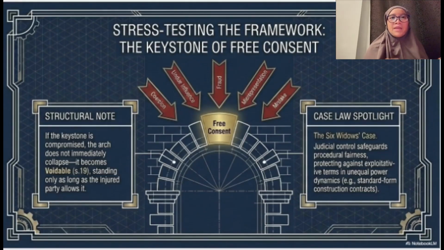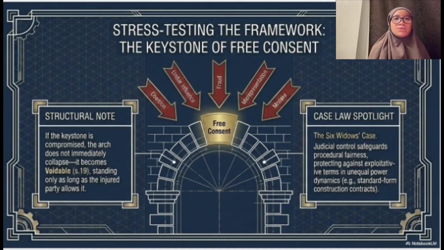For example, coercion happens when a person is forced or threatened into agreeing. Fraud involves intentional deception, while misrepresentation occurs when a false statement leads another party into the contract. Undue influence happens when one party abuses a position of power or tries to pressure another person. Mistake refers to situations where parties enter the agreement based on incorrect assumptions.